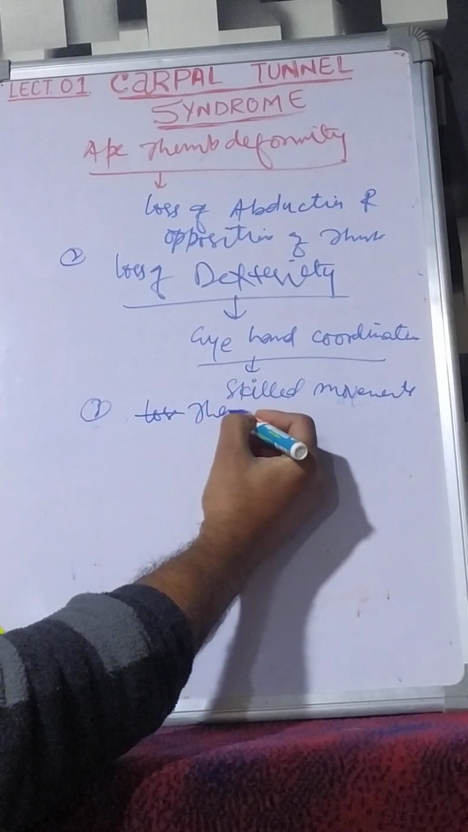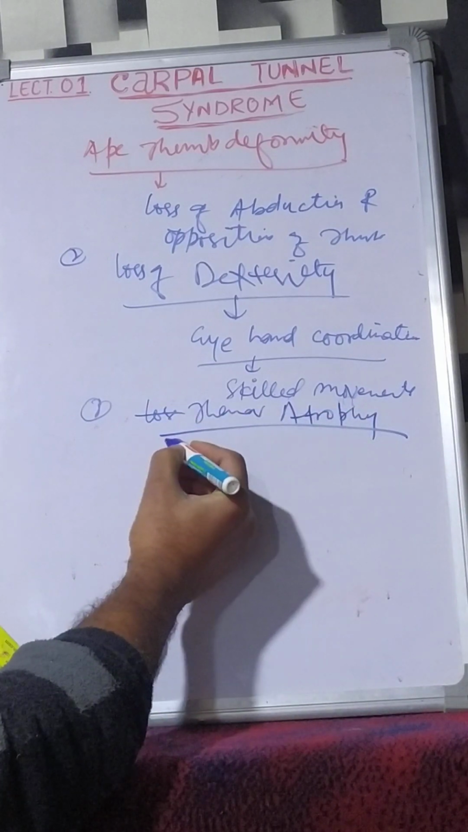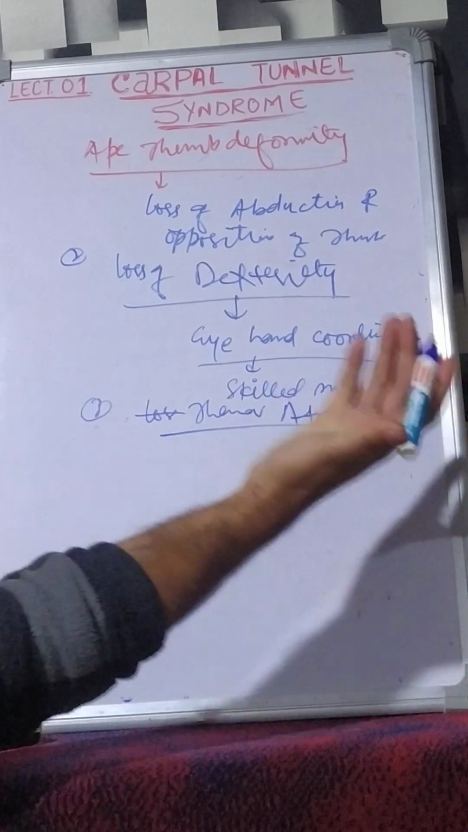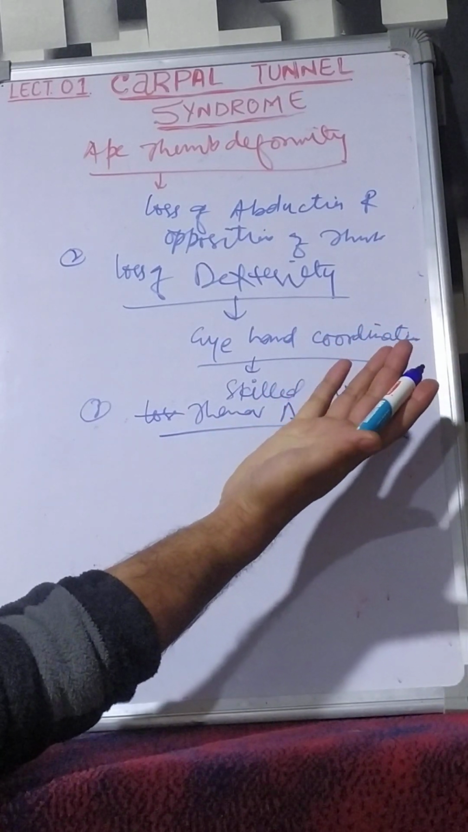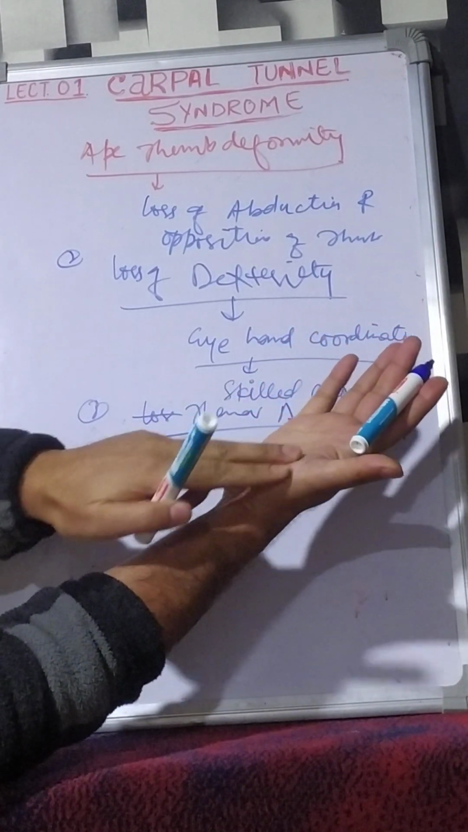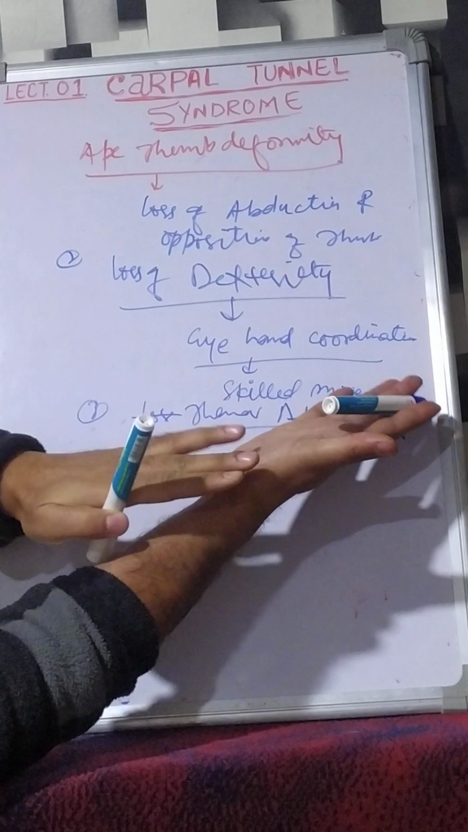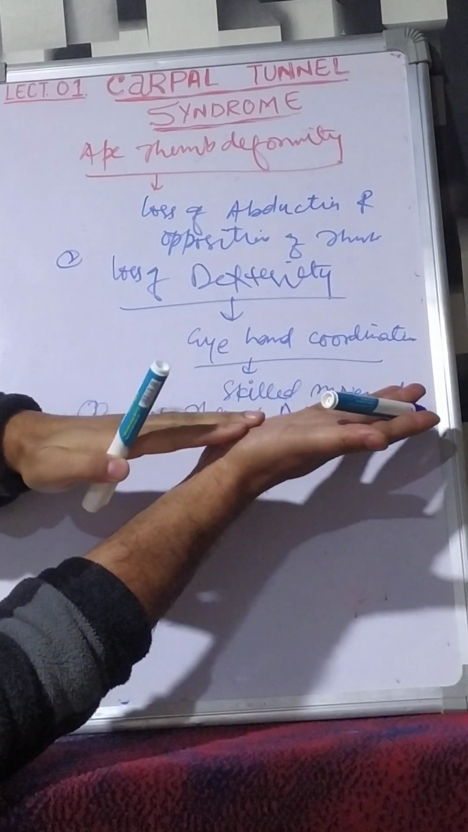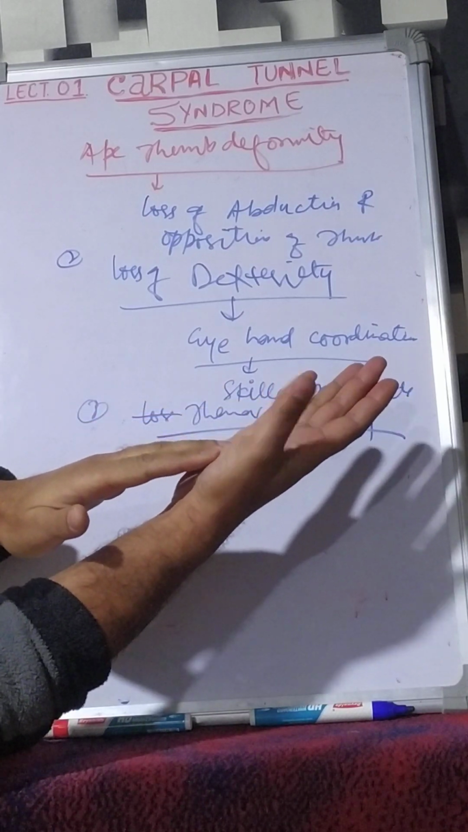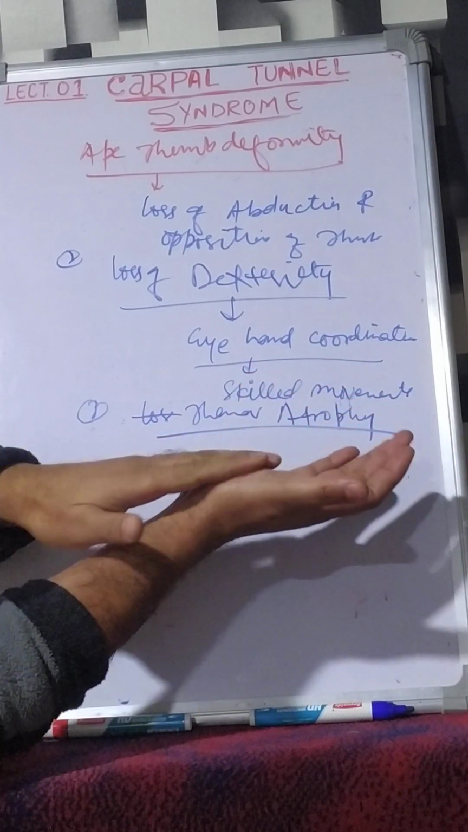Number third, thenar atrophy. Your thenar muscles undergo atrophy. So the hand looks more or less like the simian hand. Simians don't have this thenar muscle. Thenar eminence gets lost, so that the thumb comes in the same plane as the rest of the fingers. You have loss of opposition, loss of abduction, and also atrophy of the thenar eminence.